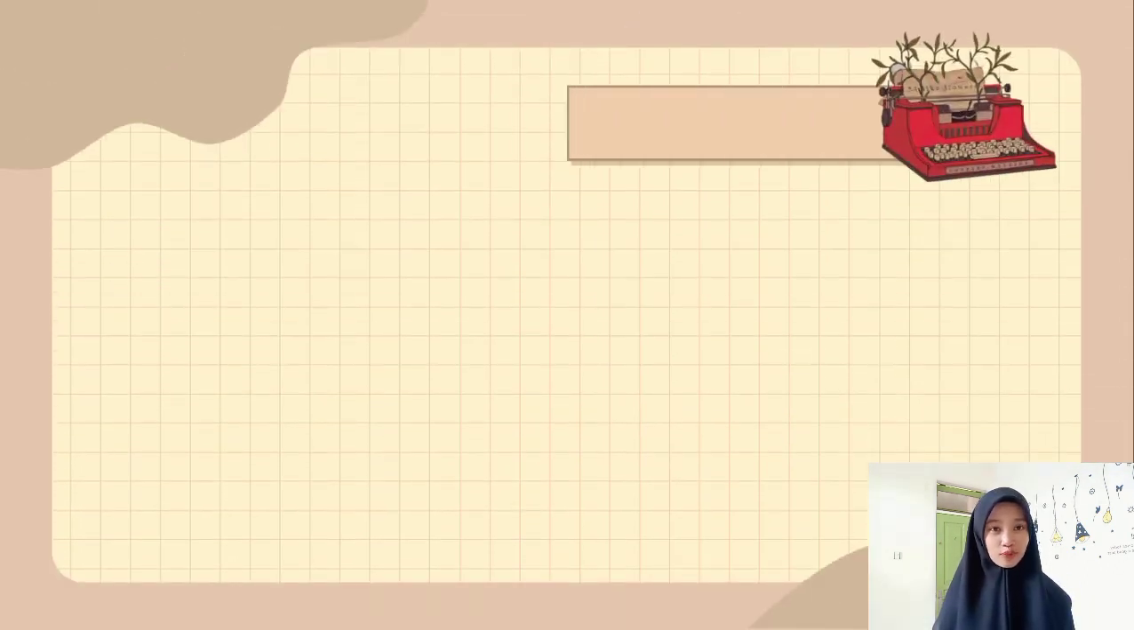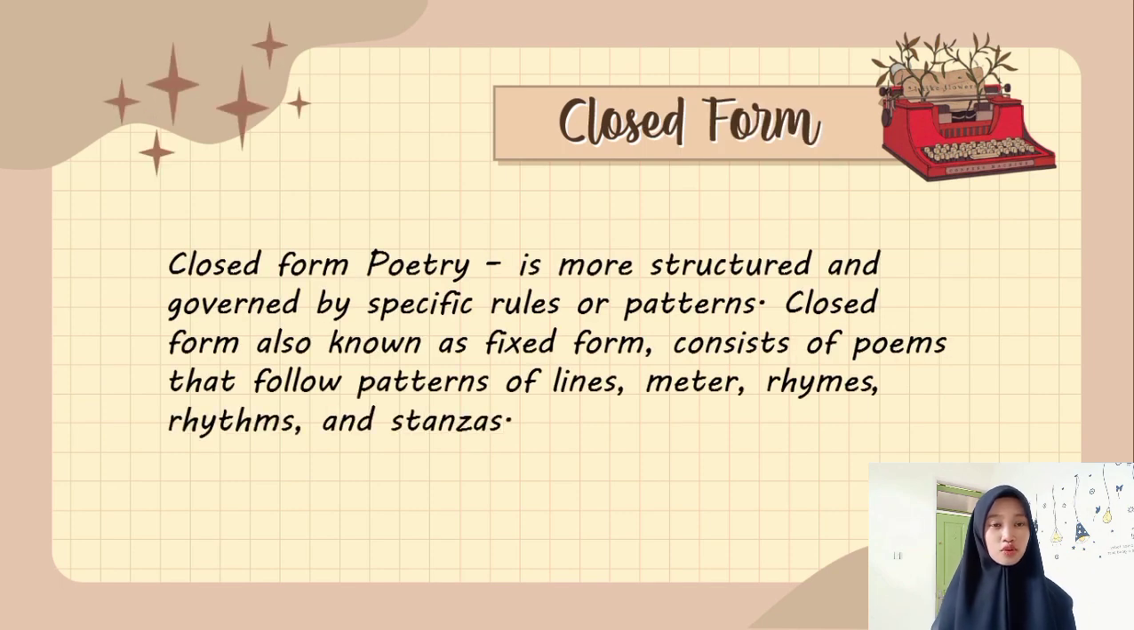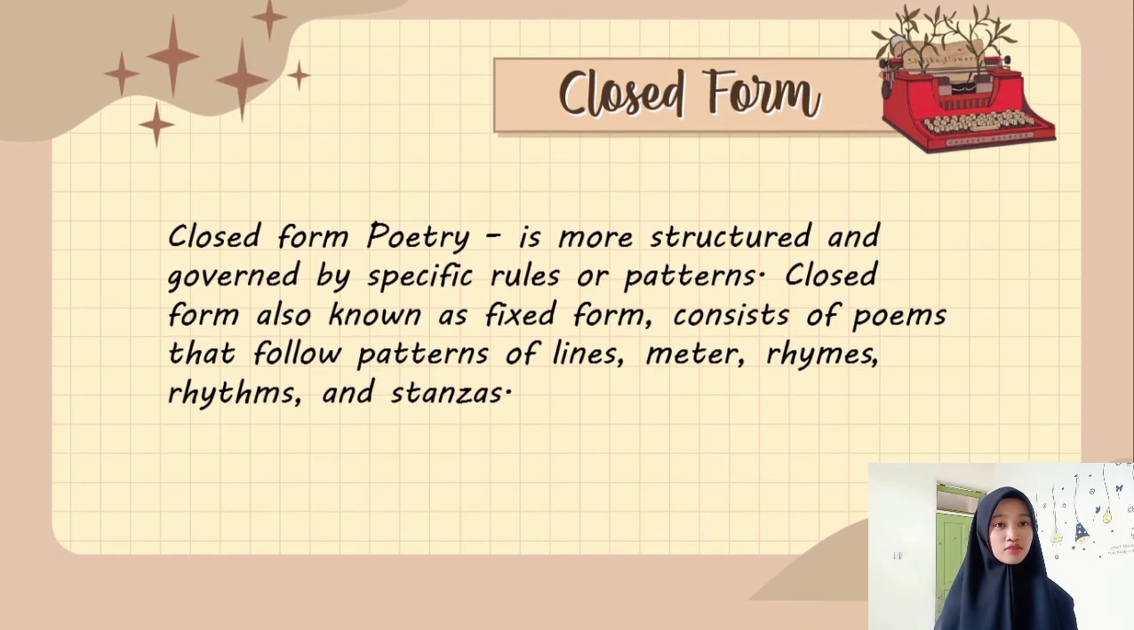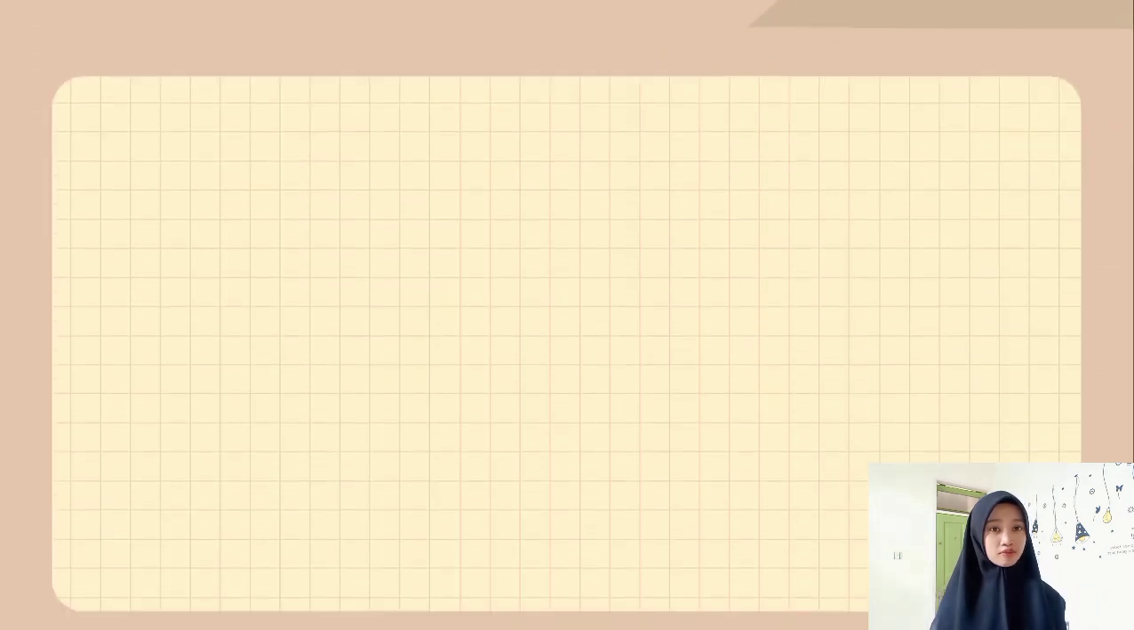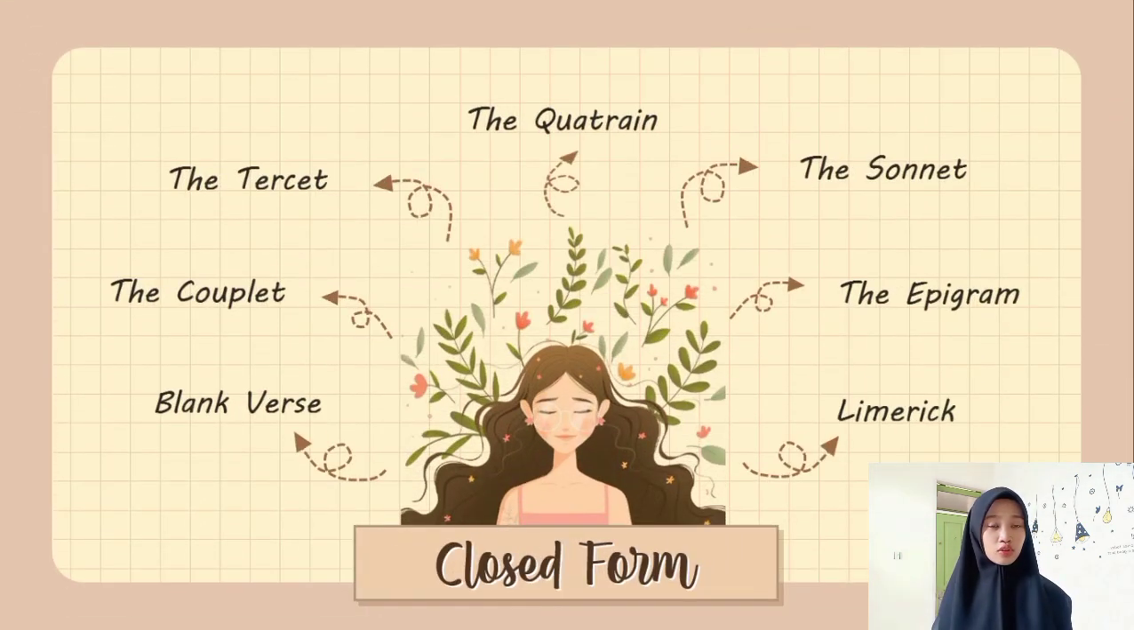First, closed form. Closed form poetry is more structured and governed by specific rules or patterns. Closed form, also known as fixed form, consists of poems that follow the pattern of line, meter, rhyme, rhythm, and stanzas. There are examples of closed form.